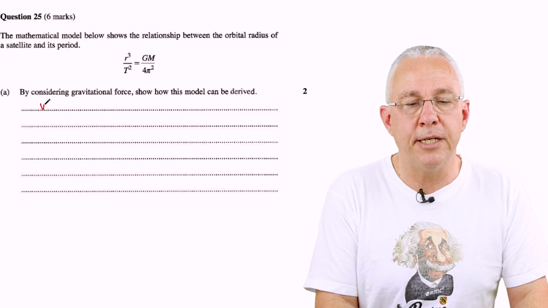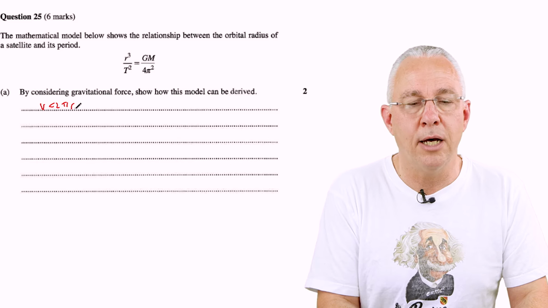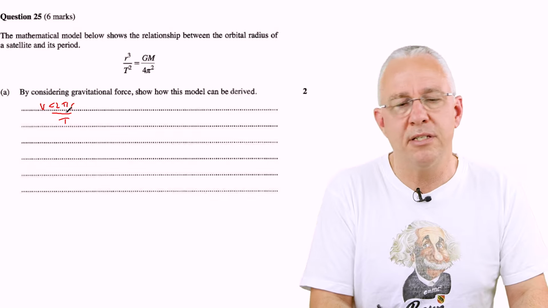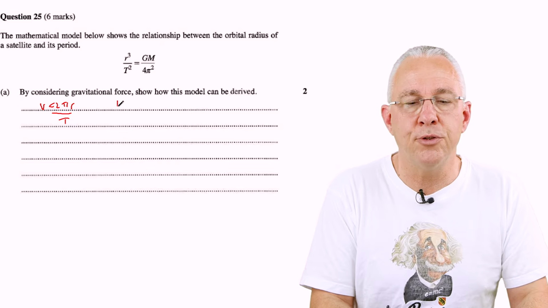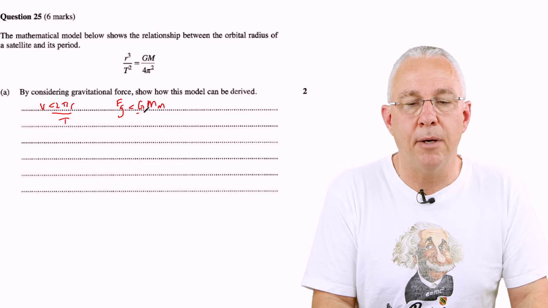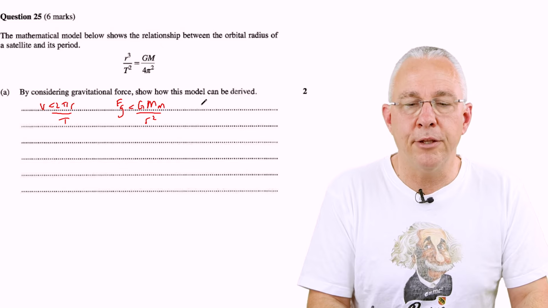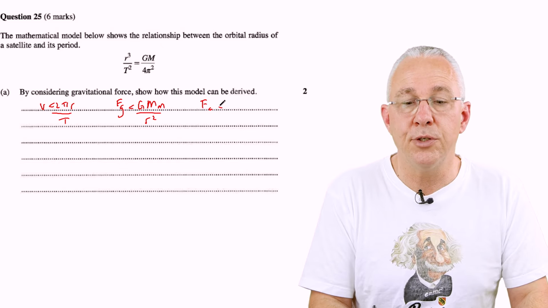The first is v is equal to 2 pi r over T. That is, the circumference divided by the period gives us the velocity. The second is the force due to gravity, and of course that is equal to G big M little m over r squared. And the third is the centripetal force, which is mv squared over r.